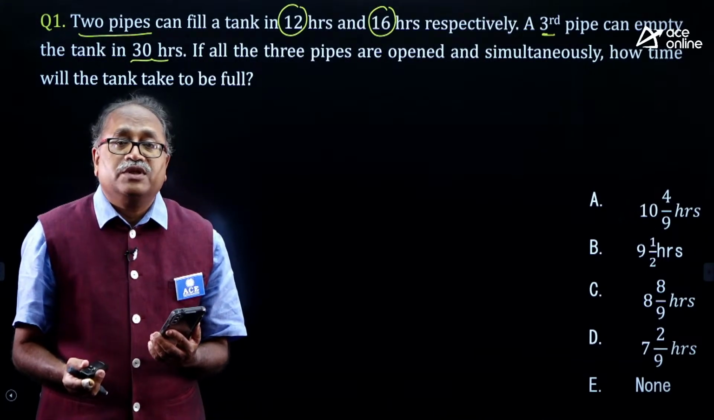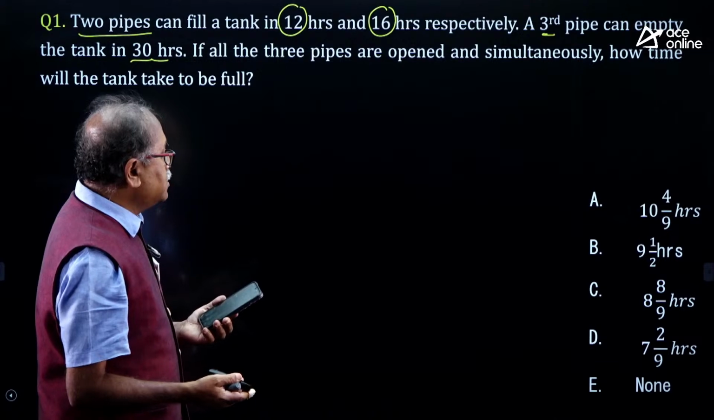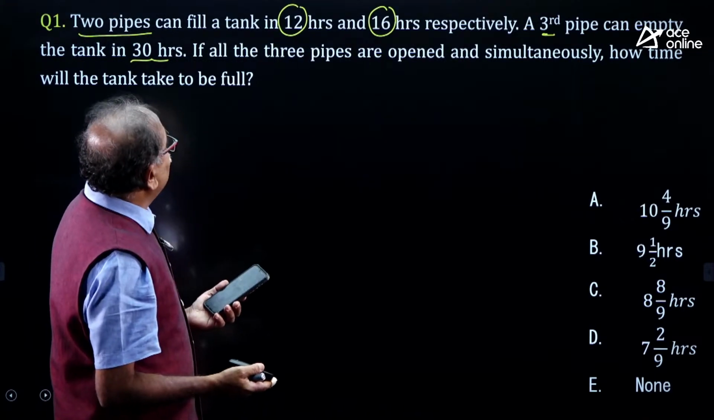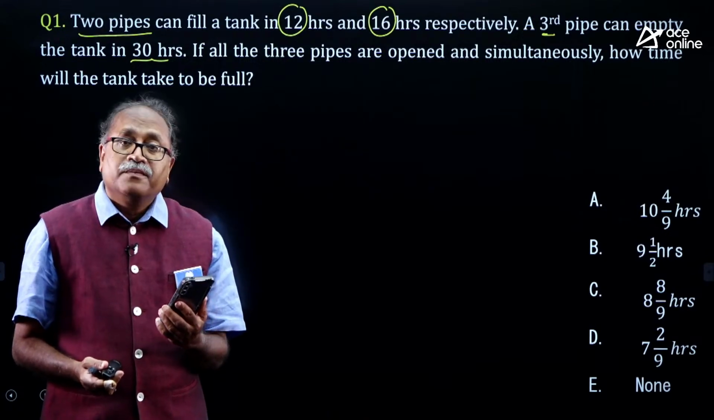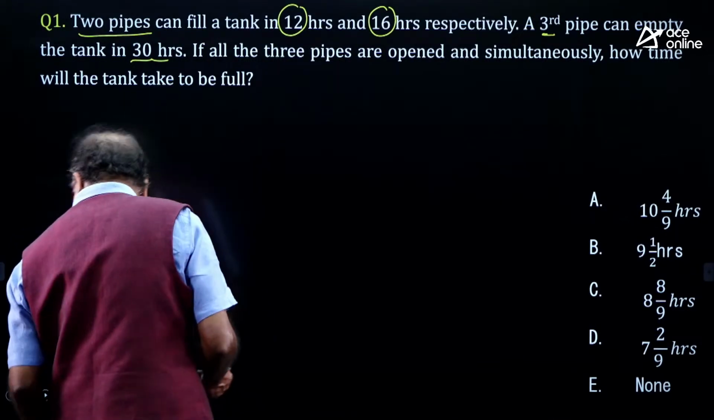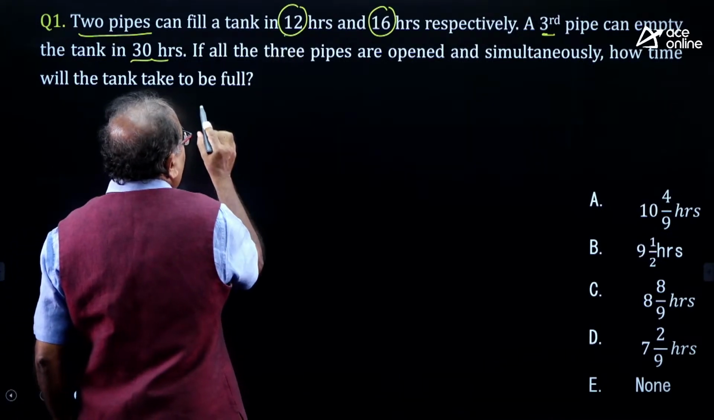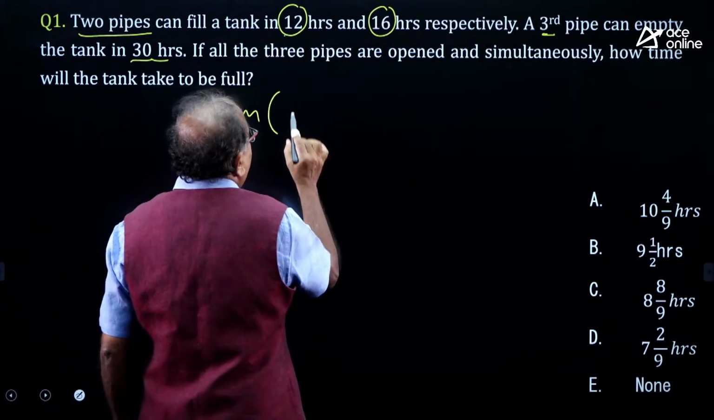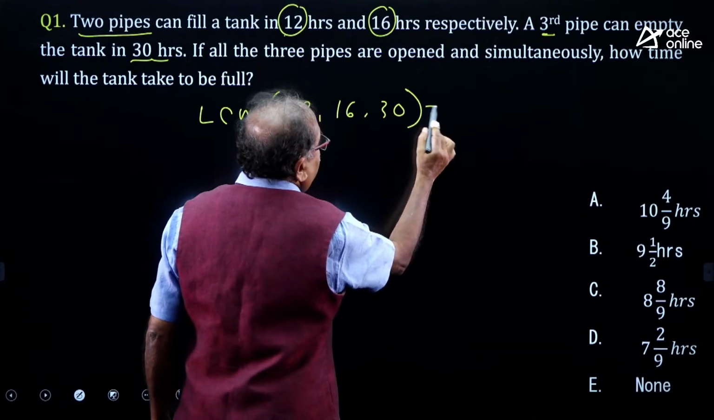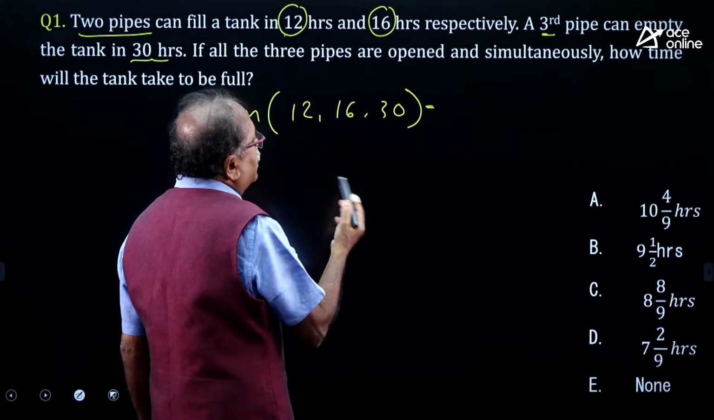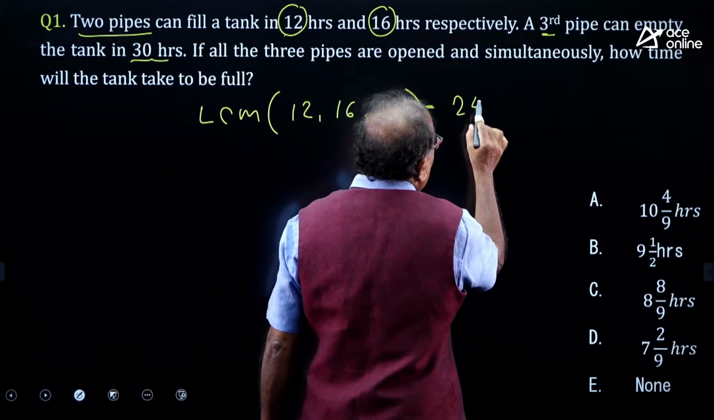What we have to do is take the LCM of these three numbers, that is 12, 16 and 30. The LCM of 12, 16 and 30 comes as 16 into 5 into 3, and that gives us 240.